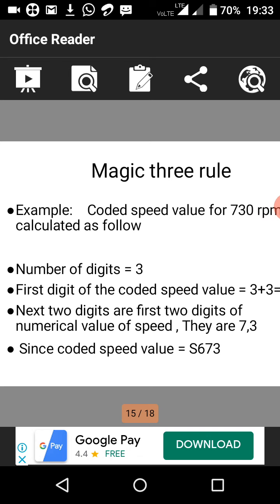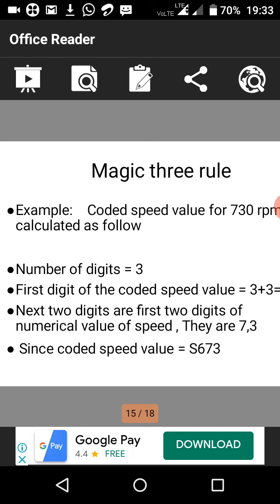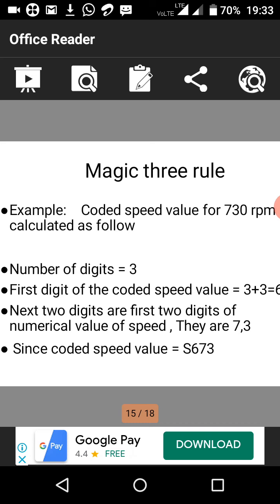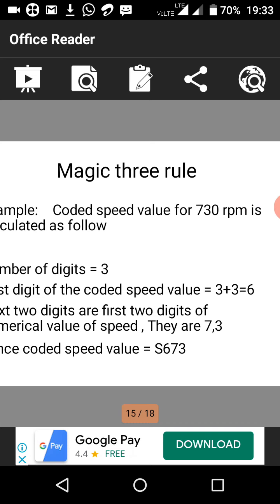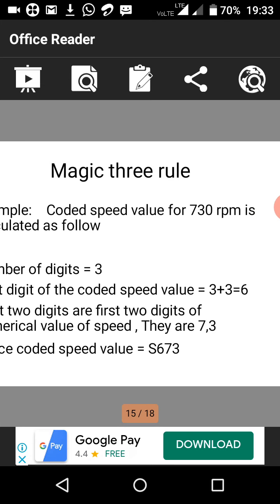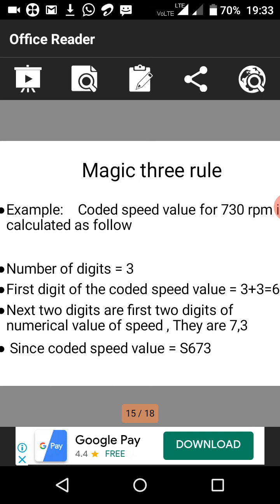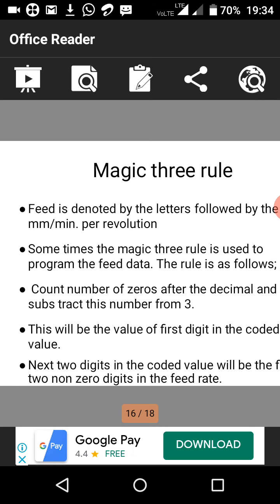Next, the following two digits are the first two digits of the speed value. They are 7 and 3. First we took only 7, which gave 3 plus 3 equals 6. Next we take the two digits 7 and 3. So the coded speed value is S673. How do we get the 6? In the first step we got 3 plus 3 equal to 6, and that 6 we write. In the second step we take the two digits 7 and 3, so we write 673. That is the code language, that is the magic number.